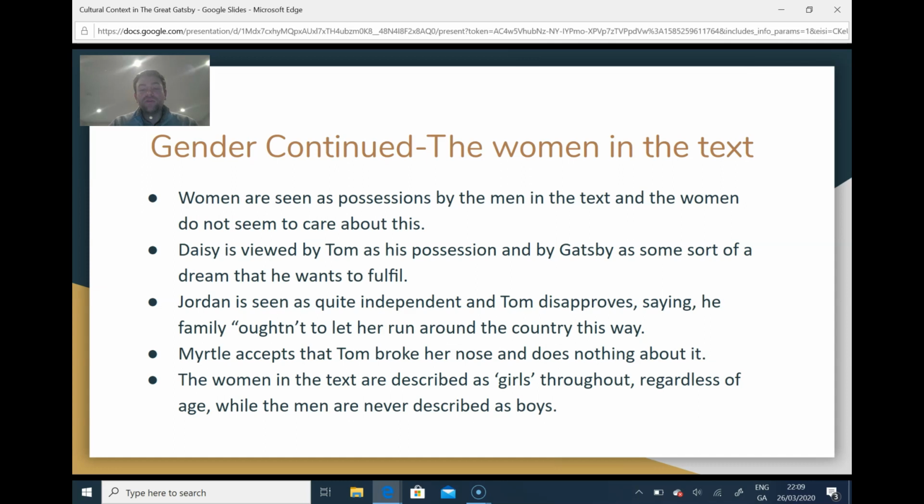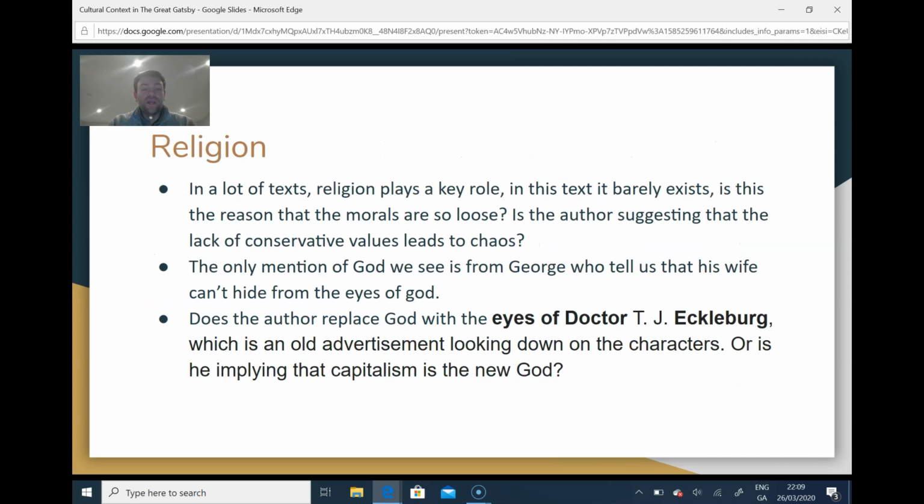So by the author describing them as girls, he's kind of showing that subtle distinction between men and women. The men were men and they were girls. Okay? Now, religion. In a lot of texts, religion plays a key role, as it says here, but in this text, it doesn't exist or barely exists.